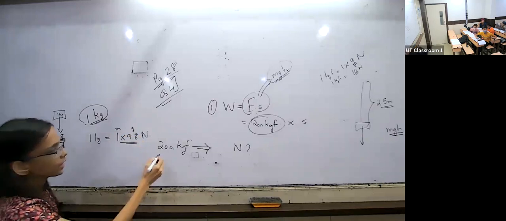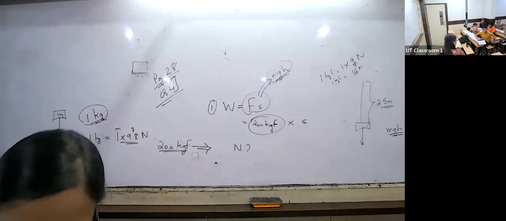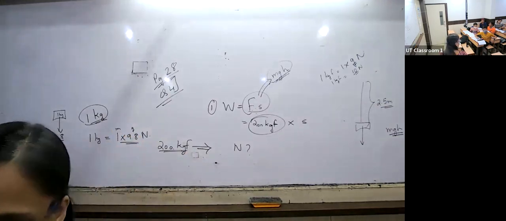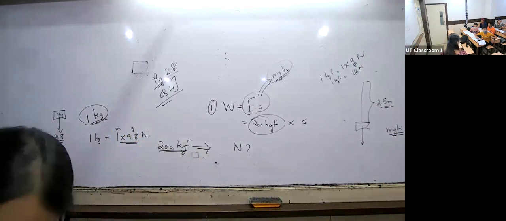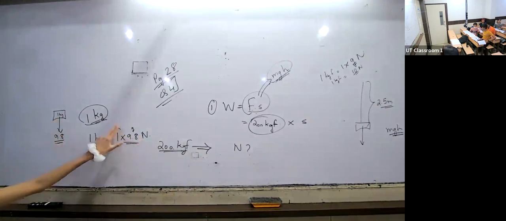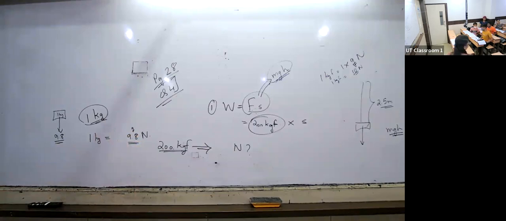When they say it is 200 kgf, they keep the mass value the same. They say this body is 1 kg, and it is applying force. I now know that when a body is 1 kg, it applies how much newton force? 1 into 9.8, that is g newton, 9.8 newton. When it is 1 kg, it applies 1 kgf of force. If it is 2 kg weight, then how much force will it apply?